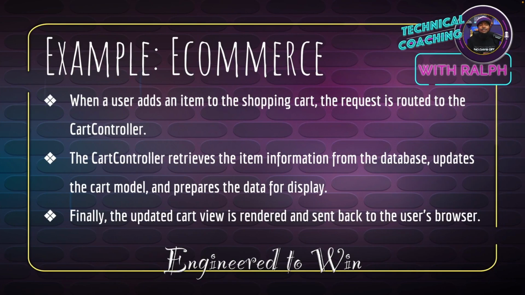So let's get into an example of controllers. We'll use e-commerce, for example. When a user adds an item to the shopping cart, the request is routed to the cart controller. Now, what does the cart controller do with this? The cart controller retrieves the item information from the database, updates the cart model, and prepares the data for display. So when you think about it, you have a database that has all the products that you have. It has how much inventory is in stock and everything like that. And now you go and you add an item to the cart.